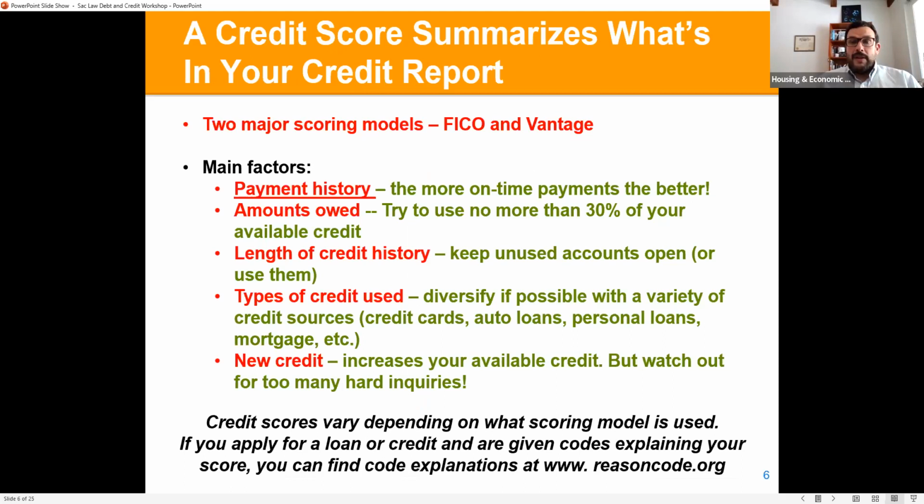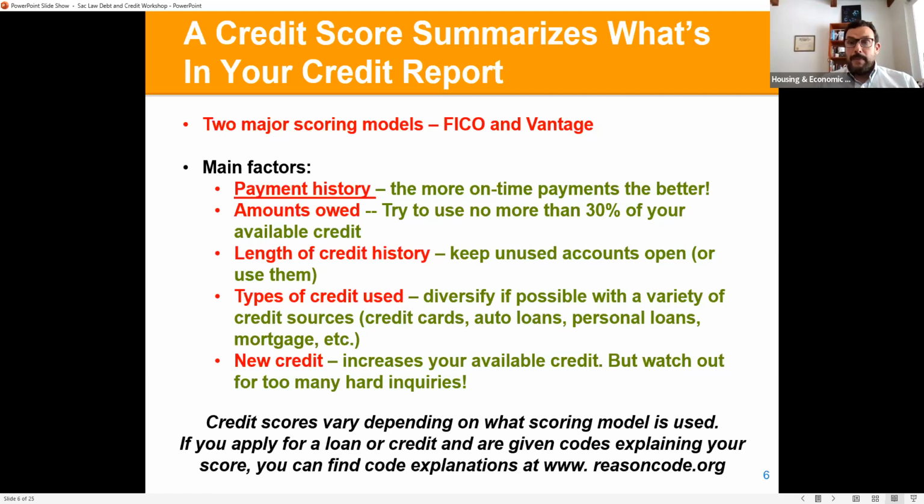The factors that are involved in each of those are proprietary, so we don't know exactly how much weight is given under their algorithms, but we have a general sense of the main factors that will affect your credit score. One of the biggest factors is your payment history. The more on-time payments you make on your credit accounts, the better. So the best way to increase your credit score is to have open credit accounts that you're making on-time payments on with no negative history.